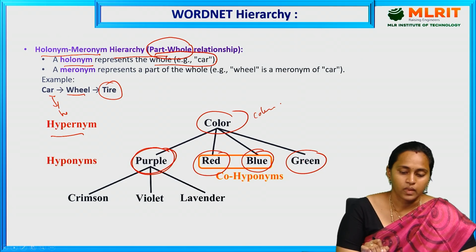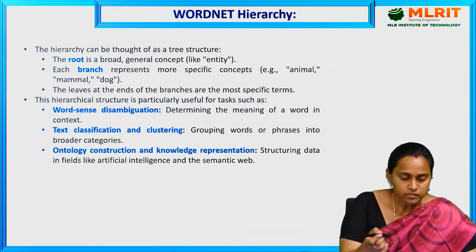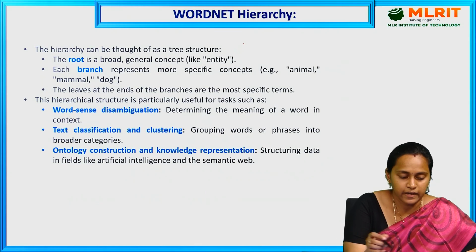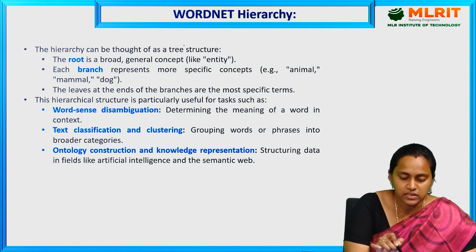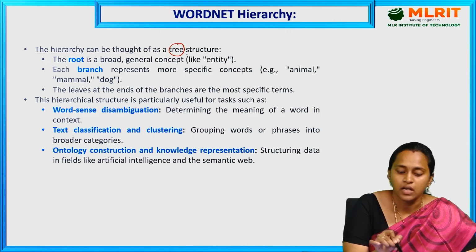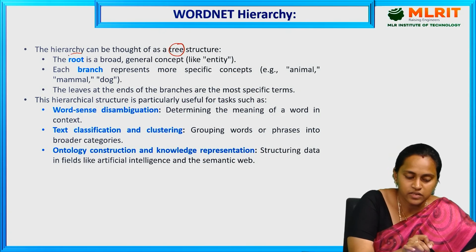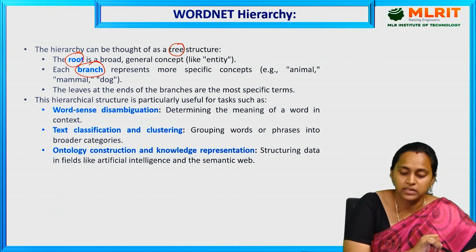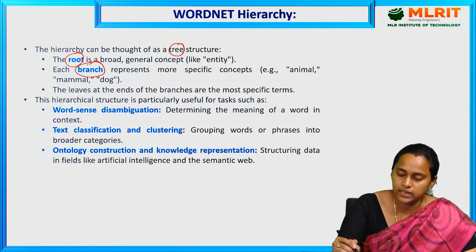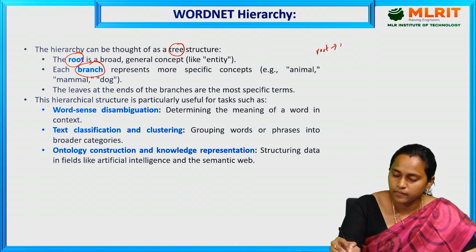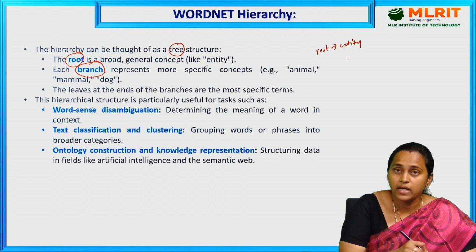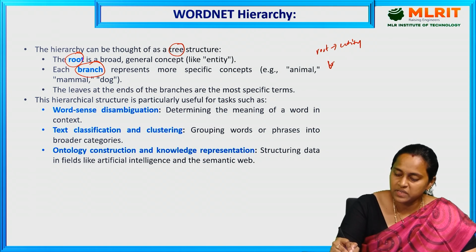Okay. Next, see the continuation of the WORDNET hierarchy. The hierarchy can be thought of as a tree structure, right? You already defined the tree structure. It contains its root and contains the branches. So the root we call an entity, and the branches, that means the tail nodes, we call some like dog or animal.